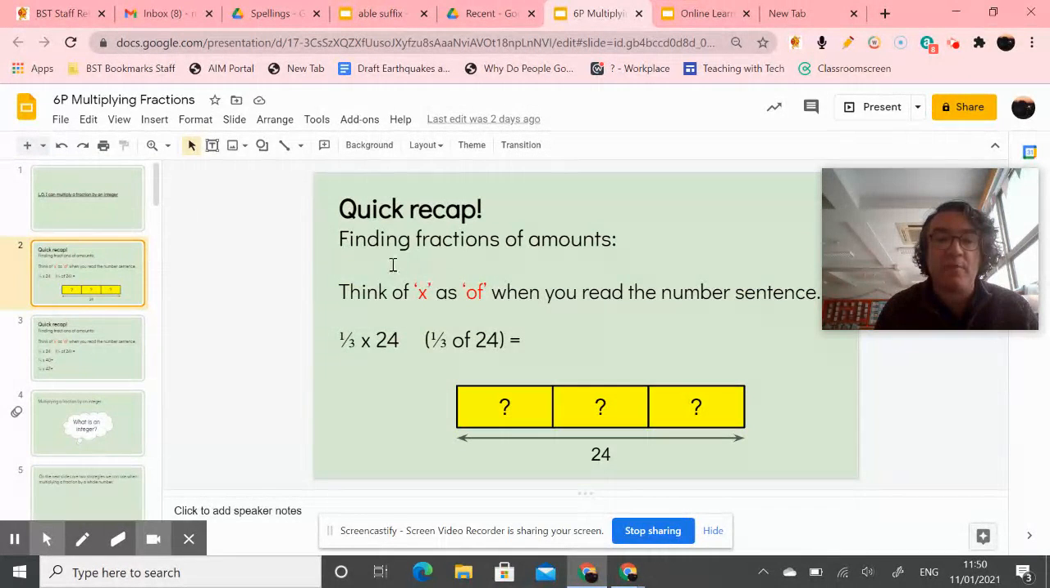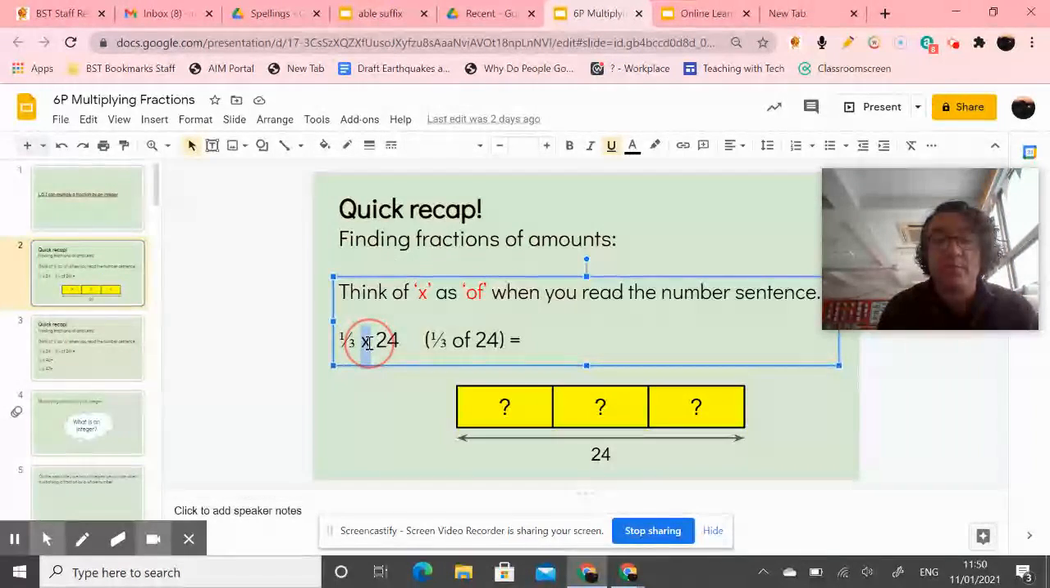If you want to have a look at this, finding fractions of an amount. Basically, we talked about this last time. You think of the multiplication, the times sign, as "of". So for example, we can say that 1/3 times 24 is the same as 1/3 of 24. It's exactly the same, and that's what we're going to be working around today when we look at multiplying fractions by integers.